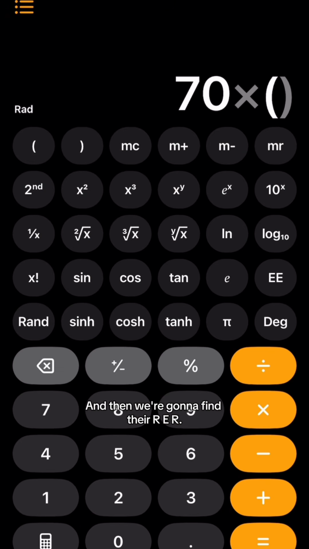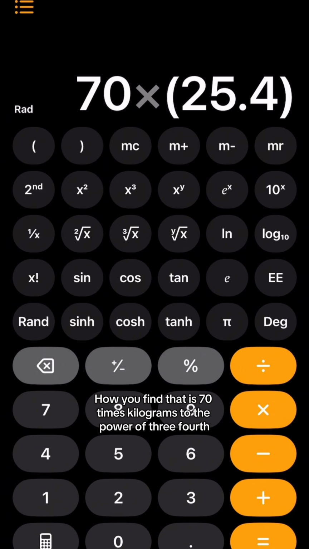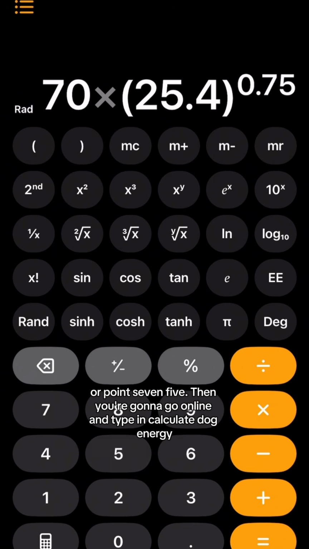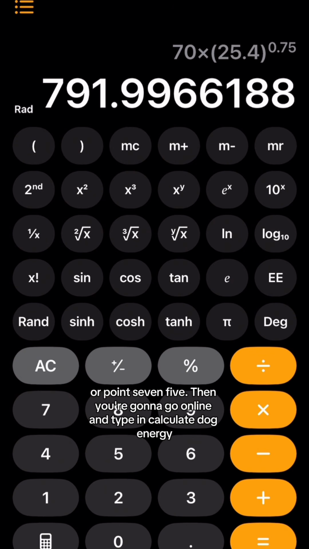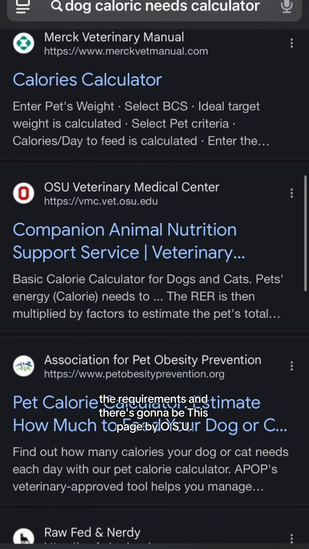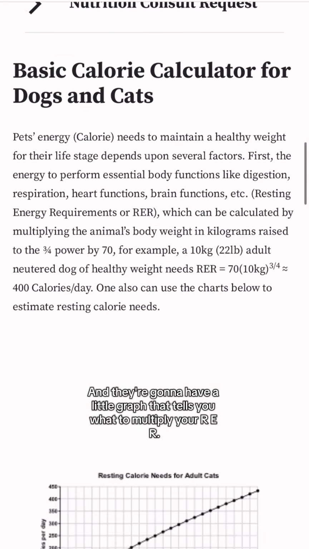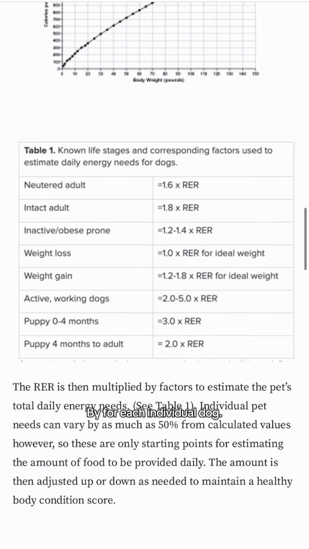And then we're gonna find their RER, or resting energy requirement. How you find that is 70 times kilograms to the power of 3/4, or 0.75. Then you're gonna go online and type in calculate dog energy requirements. And there's gonna be this page by OSU Medical Center. And they're gonna have a little graph that tells you what to multiply your RER by for each individual dog.